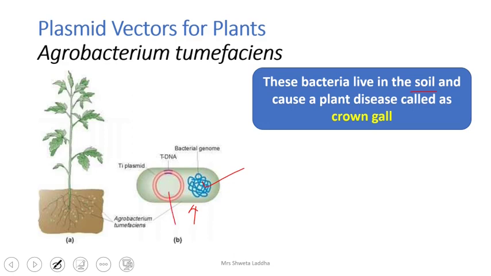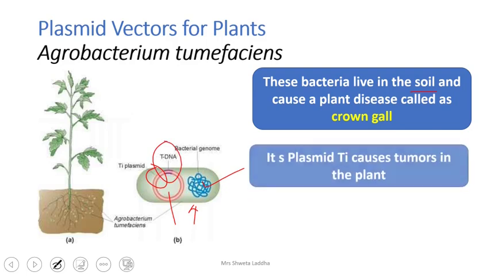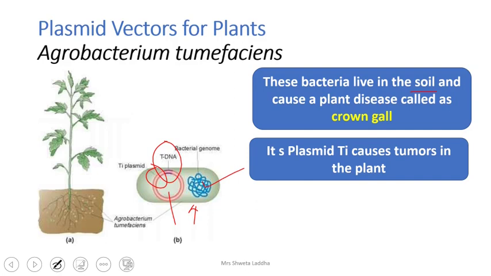It has a gene, this Ti plasmid, which is the tumor inducing plasmid, and it has a transposon region, the T-DNA. Now what happens is, this T-DNA, when it is infecting the plant, goes inside the cell of the plant.